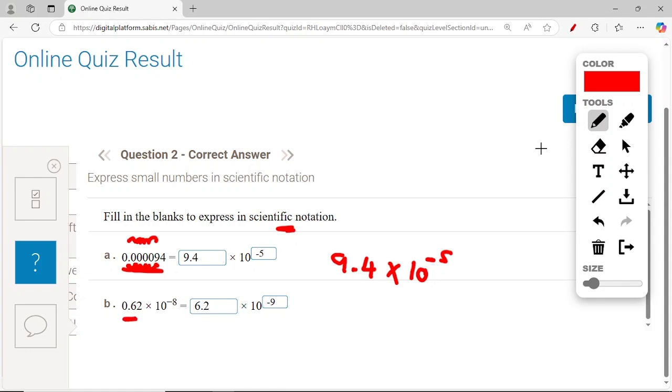Okay, 0.62. It cannot be in scientific notation. We have to make this number between 1 and 9. So we will move the decimal point 1 digit. So it will be 6.2. And this 1 digit will give 10 to the power of minus 9.